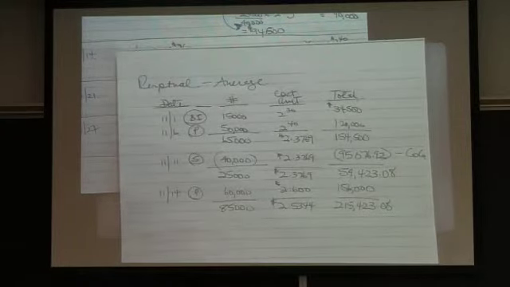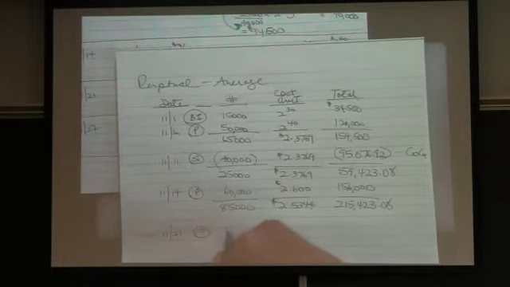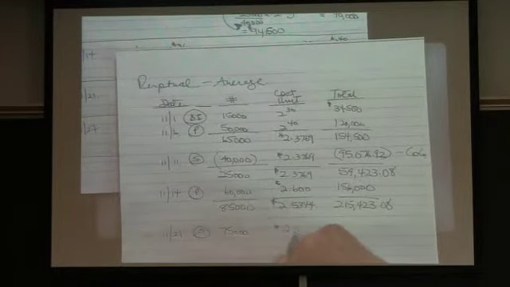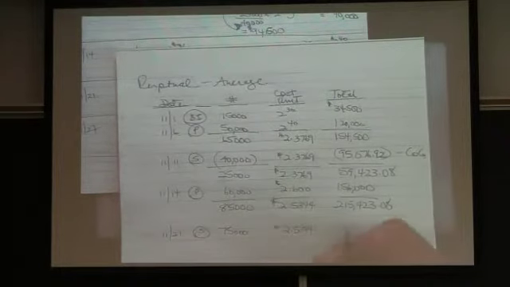On the 21st of November, there was another sale, and we sold 75,000 units. We're going to cost it at the unit cost of $2.5344. That is 190,000.